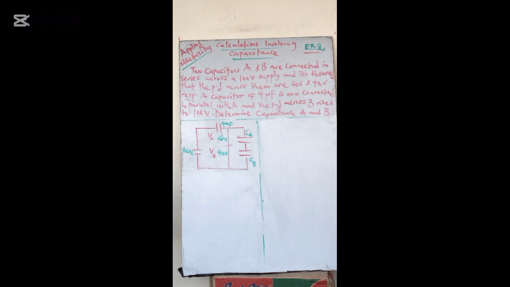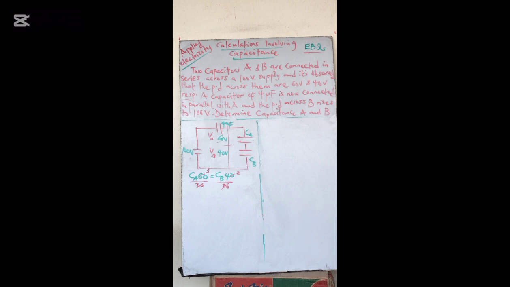With this we can use our formula that says C1V1 equals C2V2, but here we are using CAVA equals CBVB. So let's put in our formula. CA times our VA, which is 60, equals our CB times our VB, which is 40. What you can do here is divide both sides by the common factor, and the common factor here is 20. So 20 here gives 3, and 20 here gives 2.